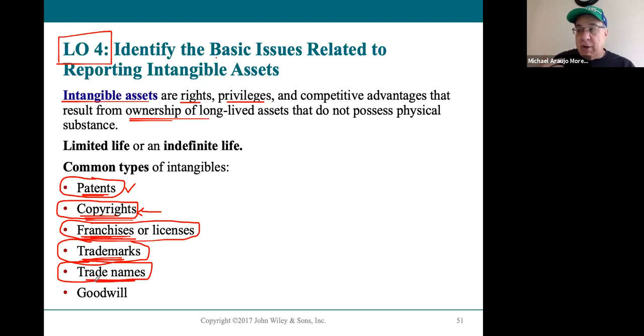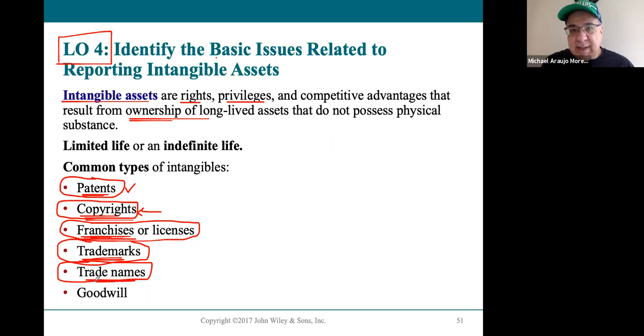Even when you look at country music stars, or actually any stars, Keith Urban is a very large star in country music, but not only is that his real name, but that's also his trade name.